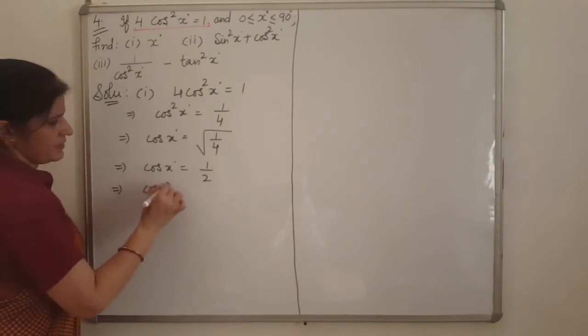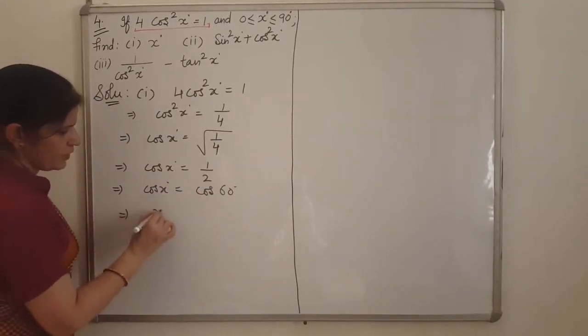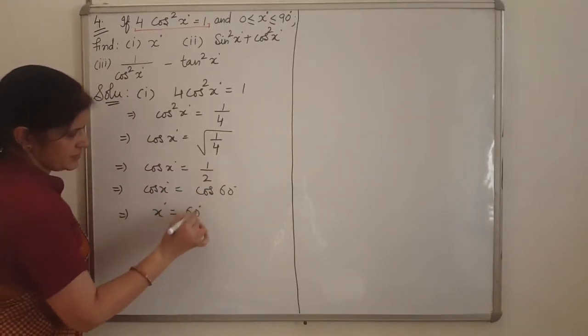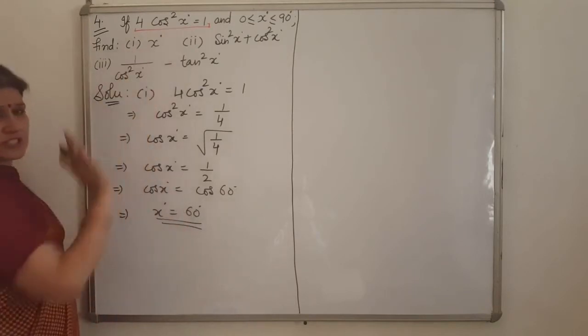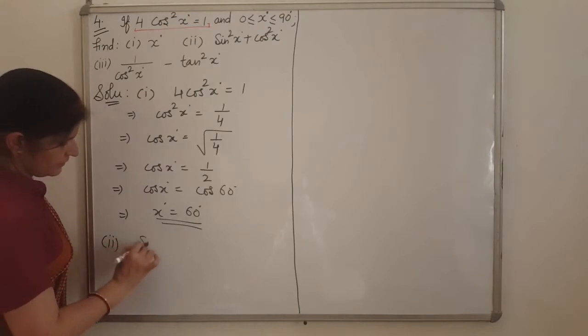Cos x equals cos 60. On comparing, we get the value of x equals 60 degrees. So this is our first part. Now for the second part, what is given in the second part?